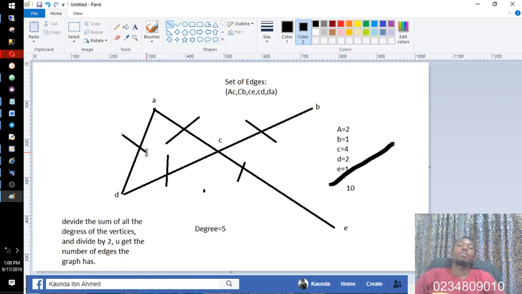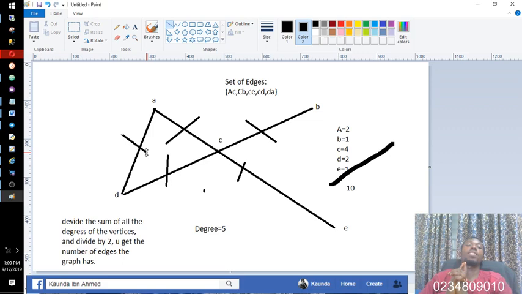That is the degree divided by 2. And it should always be an even number. The sum of your degrees should always be an even number. And when you divide it by 2, that should be the number of edges. That means the sum of your degrees is always twice your edges. That is exactly what the handshake rule says. It should be an even number.